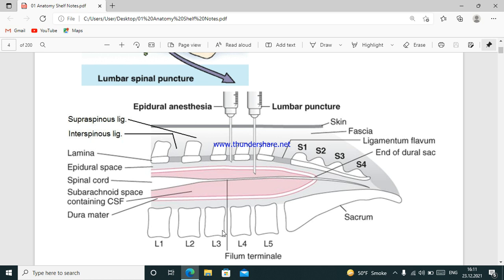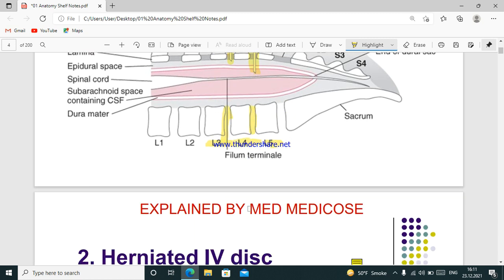This is the region we can see clearly here. This is L3, this is L4, and this is L5. So we can puncture here, between L3 and L4, and the other site is between L4 and L5. These are the two regions: L3-L4 and L4-L5.